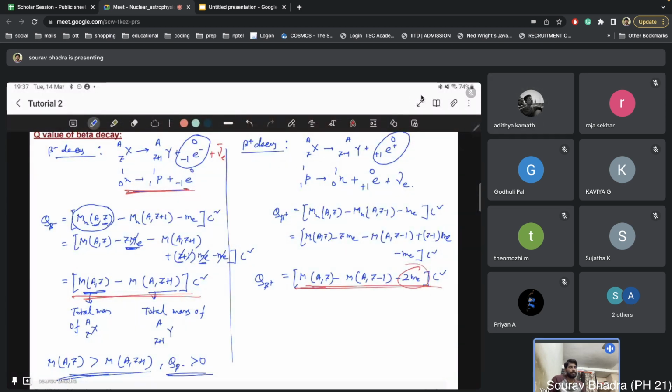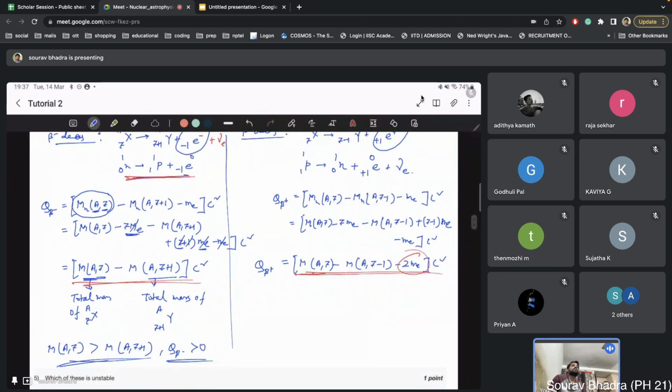No, actually you have found that Q value, and if you want to find the Q value per nucleon, you have to divide it by the total number of nucleons of the parent atom. I think you are talking about binding energy. Generally we calculate binding energy per nucleon, not the Q value. Yeah, so binding energy is quite defined.